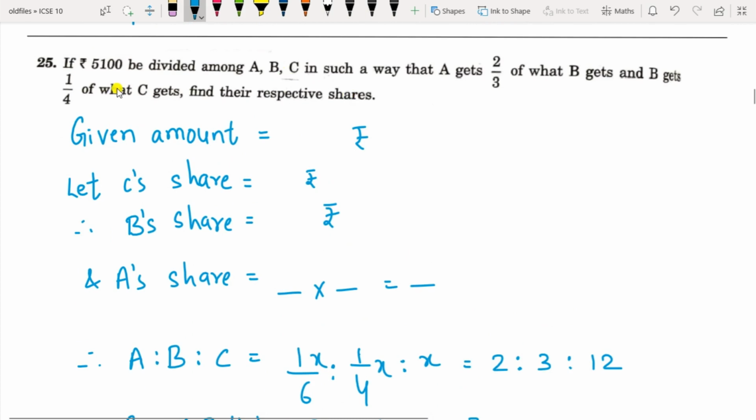If rupees 5,100 be divided among A, B, C in such a way that A gets 2/3 of what B gets and B gets 1/4 of what C gets, find their respective shares. Now such questions can be asked for 2 marks.